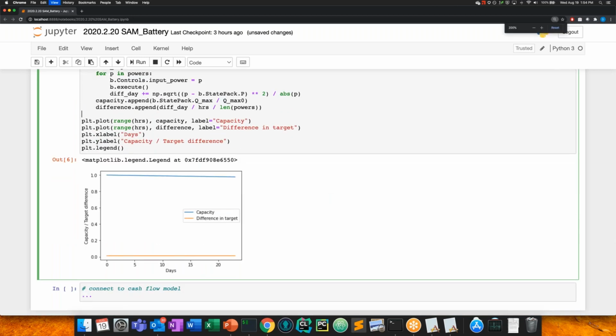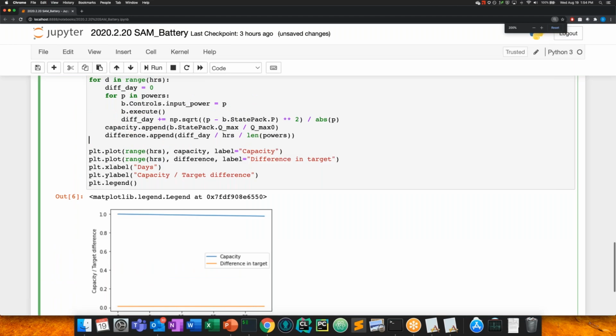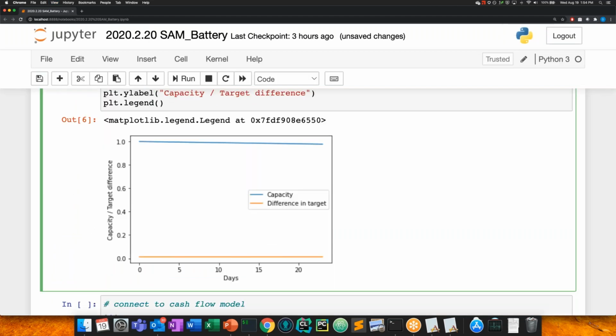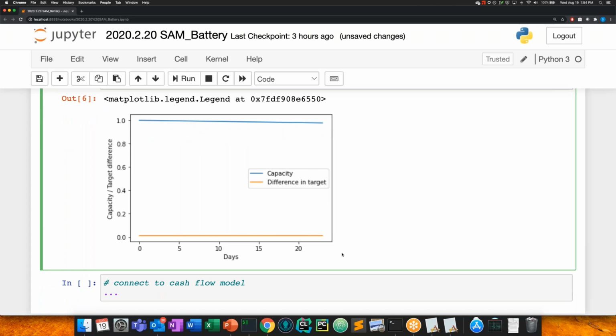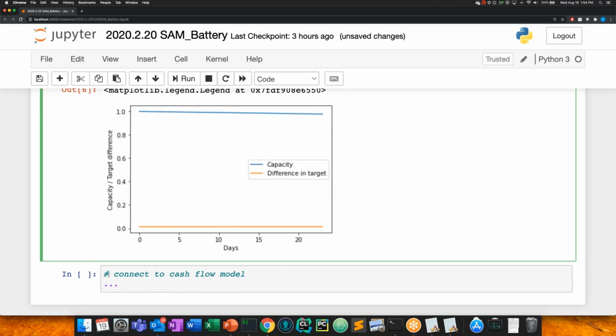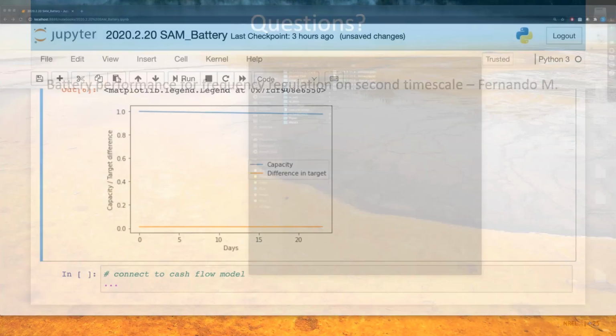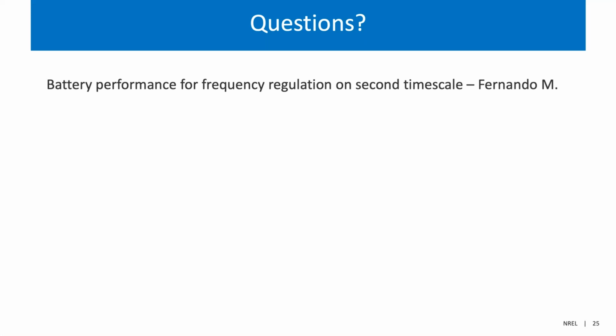And so we see that over an hour, very little change in capacity. Well, you can still see some change in capacity, and we see that there's very little difference in the target. So our battery is able to follow the signal very well. This is just an example, and you can connect this to the cash flow model or any other financial model if you wanted to run financial calculations. So are there any follow-up questions to this example?